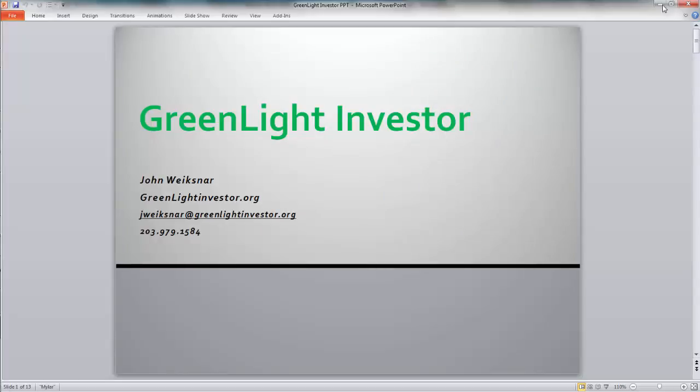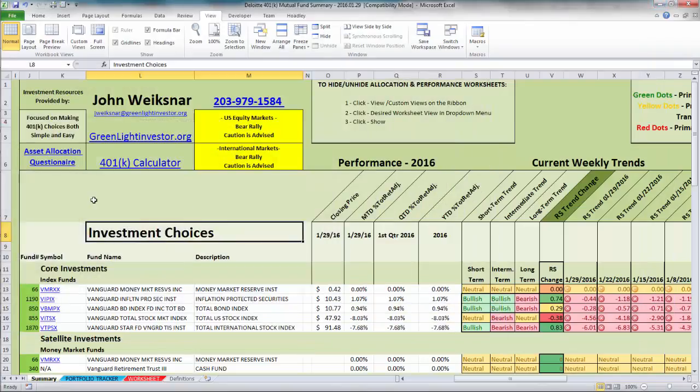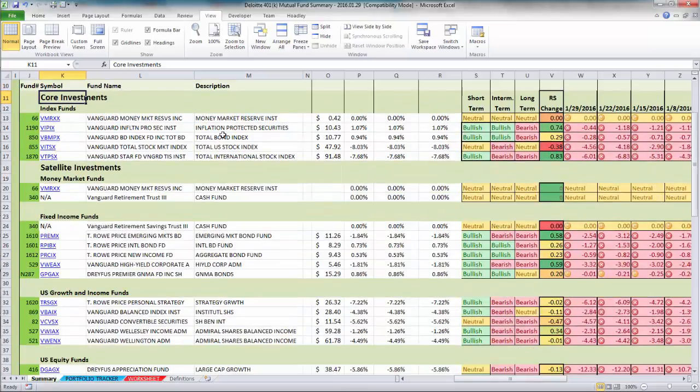All right, let's go right into our worksheet for the week, which is updated on a weekly basis. Each week, on the left side, we'll take our investment choices. Those are the funds that are available to you within your 401k. At the top, we have the core investments, which are the index funds. Then as we scroll down, we'll go into the satellite investments, which are ways to supplement the core investments.